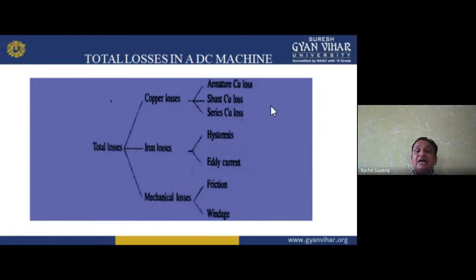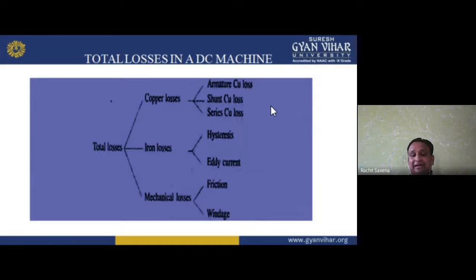Secondly, the second name is iron losses. Iron loss has 2 components: one is hysteresis, another one is eddy current. Iron losses are also known as magnetic loss, or core loss. So don't get confused between copper loss and core loss. Copper loss is due to the resistance of the winding. Core loss takes place in the core, that is why it is called core loss. The core of the machine is made of iron, and these are the magnetic field losses. So there are two types: hysteresis and eddy current.